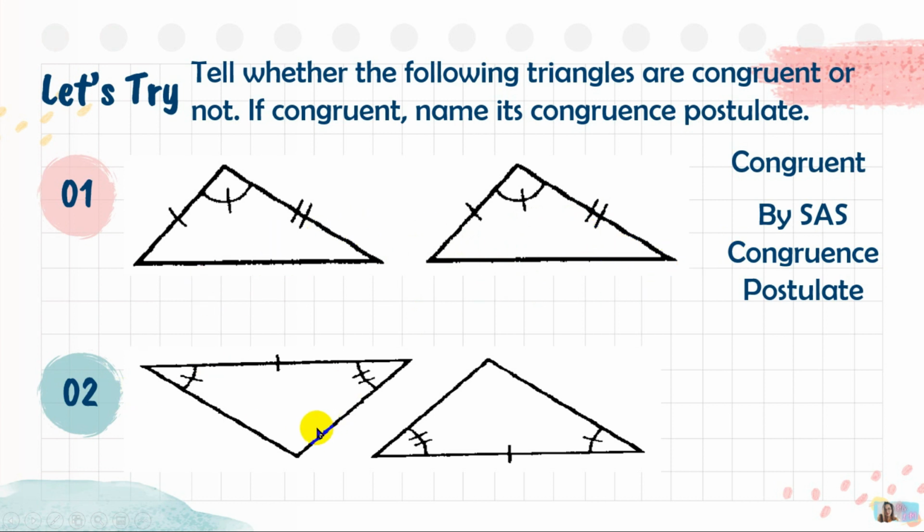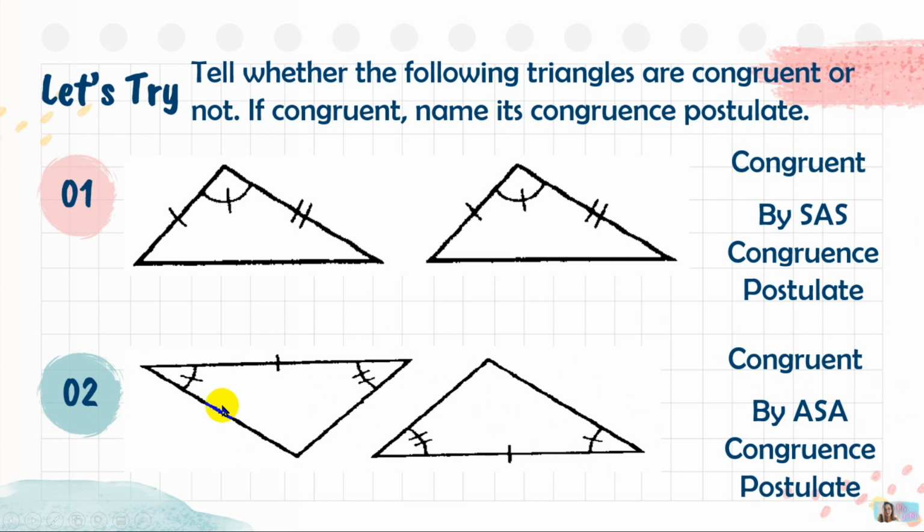Okay? For number 2, we have two angles and then this side. Included ba yung side? Kasi alam naman natin na tatlo lang yung ating initial na congruence postulate na pinag-aralan. The SAS, the ASA, and then the SSS. So here we have two angles and included side. Also dito, two angles and included side. So again, number 2 is congruent. These two triangles are congruent. And then the postulate is that we have the ASA Congruence Postulate.